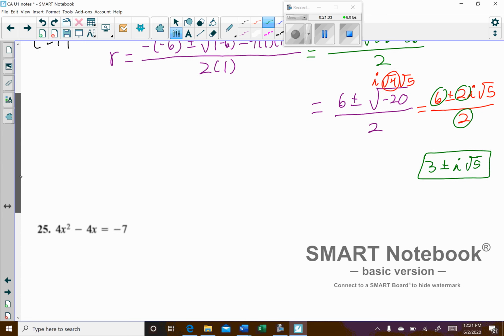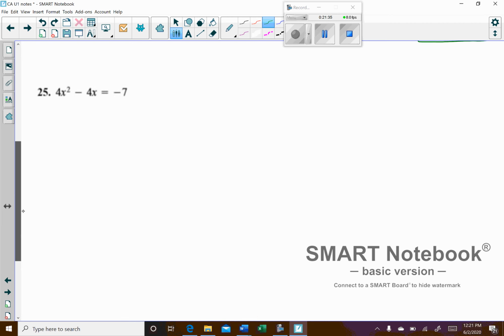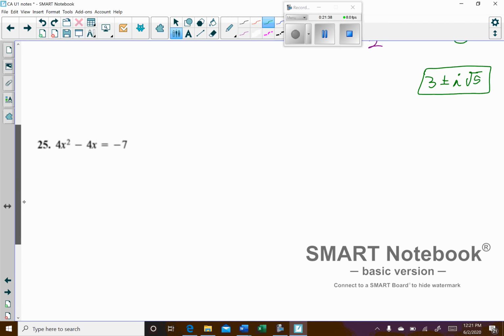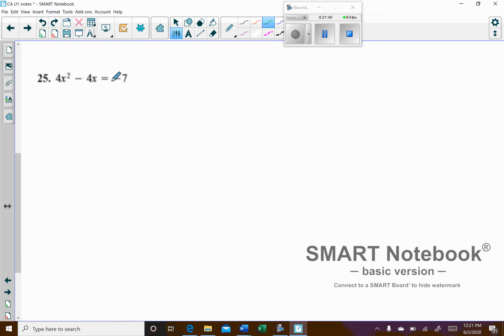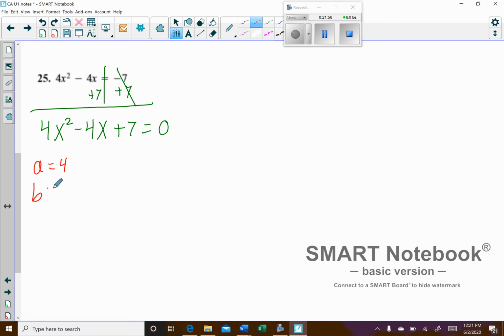Okay, I think this might be the last. Yeah, this is our last one right here. So to get started, first I'll add 7 to both sides. So that will cancel out. So let's see, we're going to have 4x squared minus 4x plus 7 equals 0. And so my a is 4, my b is negative 4, and my c is 7.